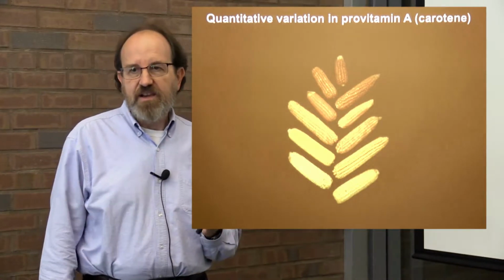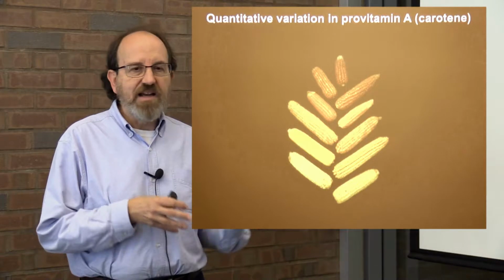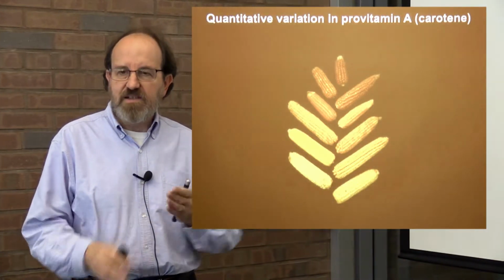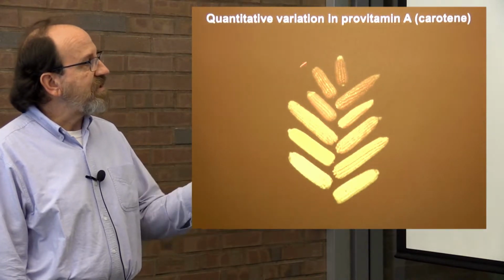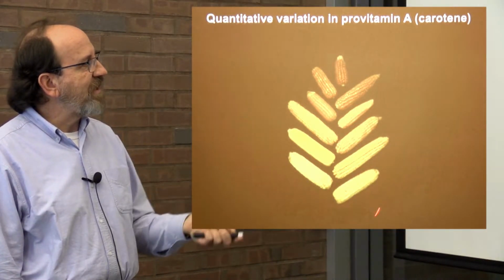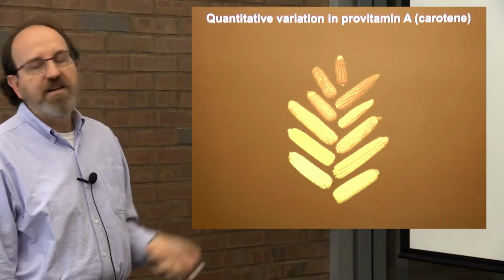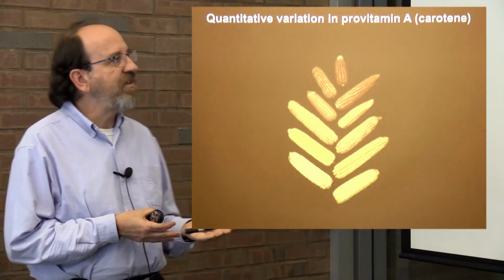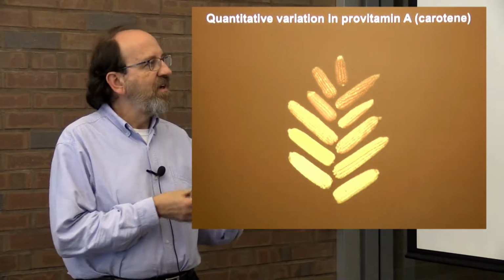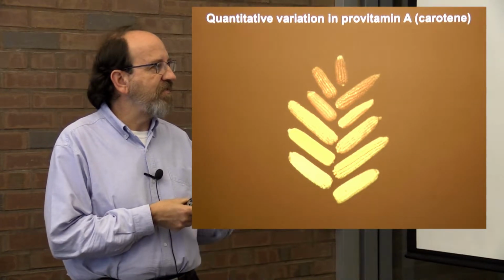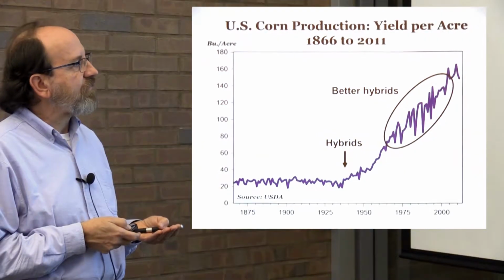But much of the genetic variation that breeders take advantage of in the improvement of a crop is not something simple like a single gene mutation. It's what's called quantitative genetic variation, which is nicely illustrated by this set of corn ears that range from pretty close to white to quite dark yellow. This is quantitative variation, and it's the result of many different genes working, in this case, to control the production of beta-carotene, which is what gives the kernel that yellow color.